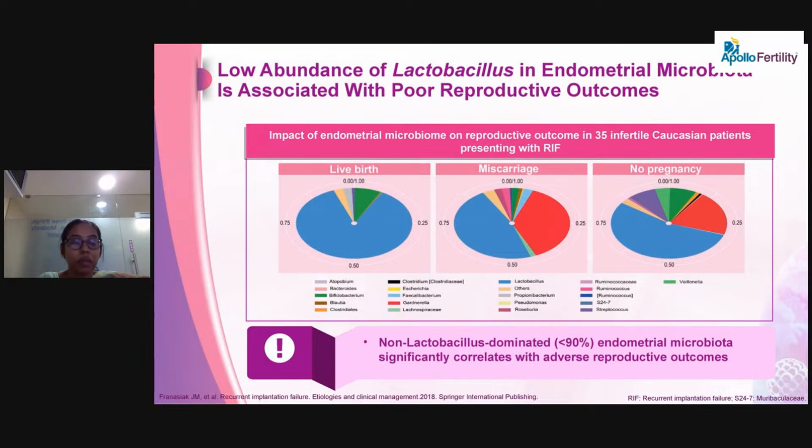So there should be an abundance of lactobacilli. A low abundance of lactobacilli, or an abundance of pathogenic bacteria in the endometrial cavity, in the endometrial microbiota, was found to be associated with a poor pregnancy outcome. So they found out whenever there is a predominance of lactobacilli, the pregnancy rates were better. So non-lactobacilli dominated endometrial microbiota significantly correlates with the adverse outcome.